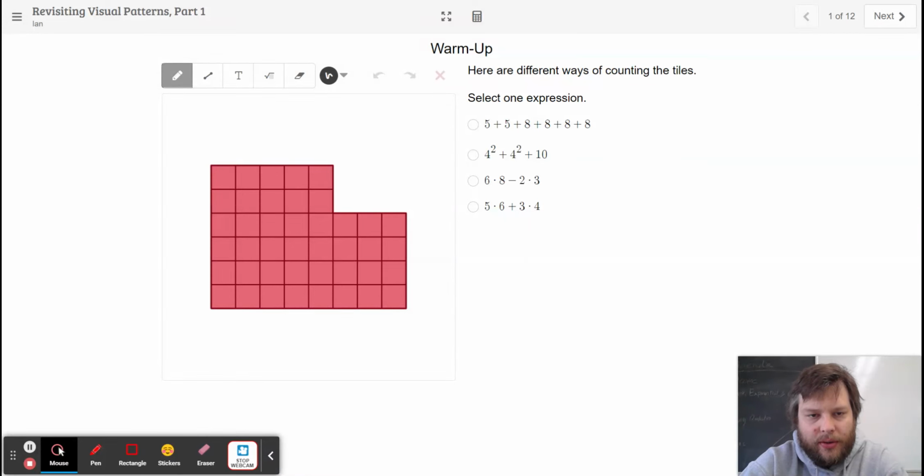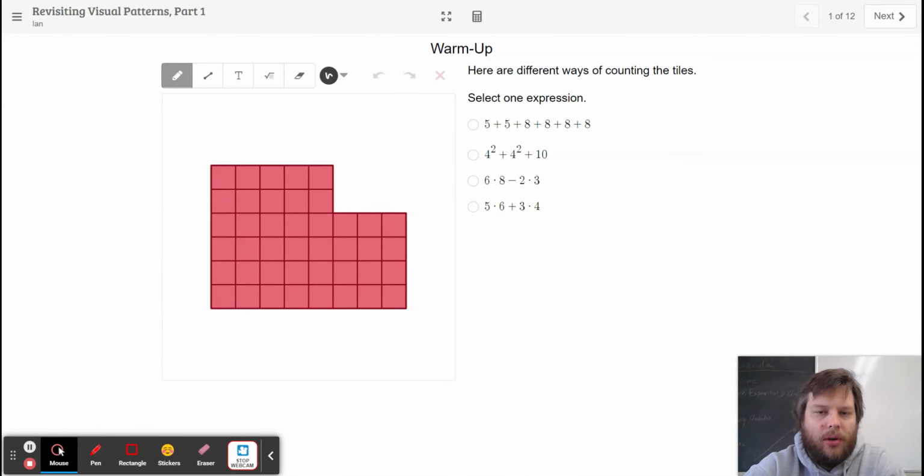Hello, students. So this is an activity where we're looking at visual patterns, like we did back when we were learning about linear patterns. It just so happens that these are all related to our new unit, which is quadratic patterns. And what I love about this activity is you get to see the patterns in different ways, and each of the ways that you see the pattern relates back to the algebraic expression.